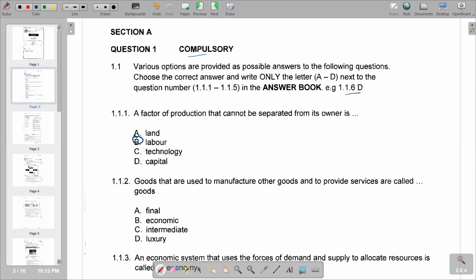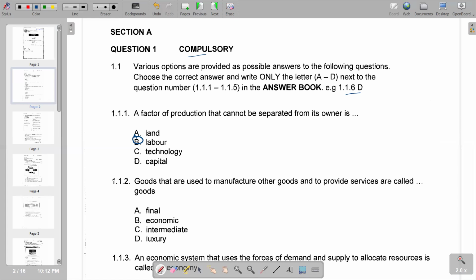So remember that labor is also described as a factor that explains the human element, and it involves human effort and skills which are influenced by individual abilities, motivations, and experiences. You'd see that labor, unlike land or capital, cannot be separated from the individual providing it. So that's the most appropriate response that we have. So we are having B as the correct response.